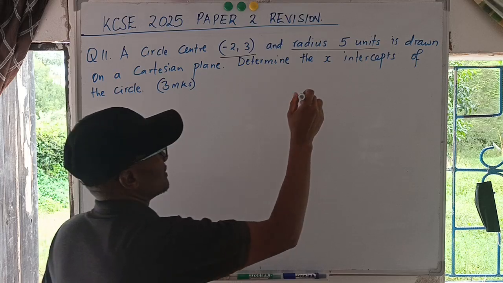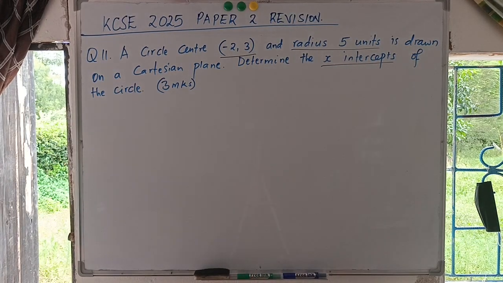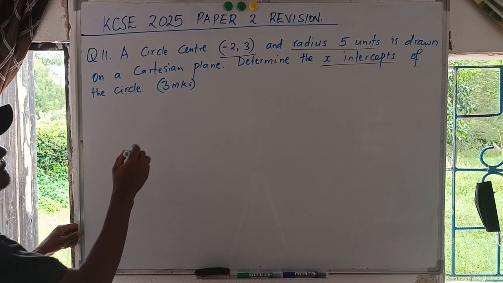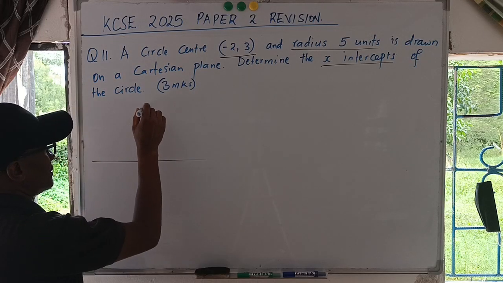The x-intercept is the point on the x-axis where the circle cuts that x-axis. In short, this is what we are told.